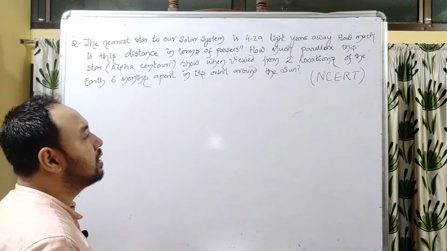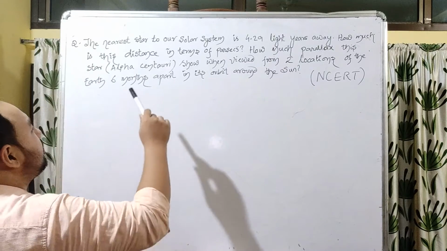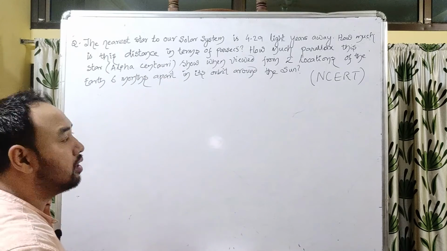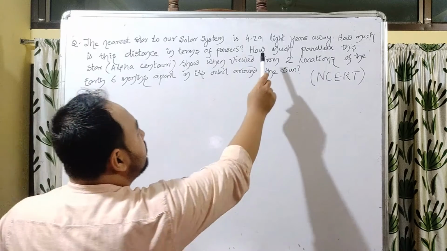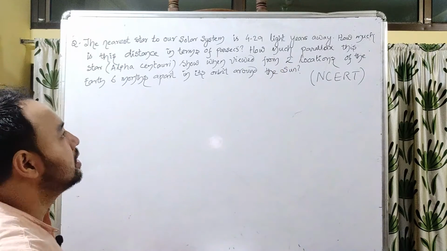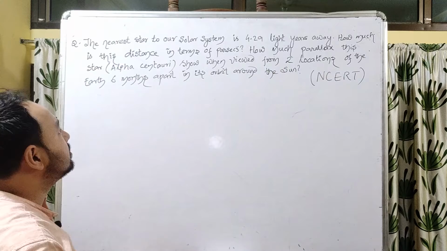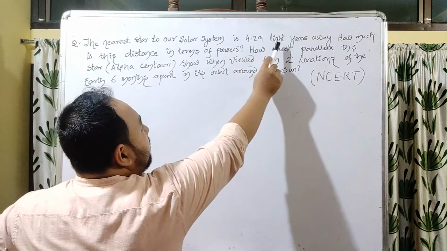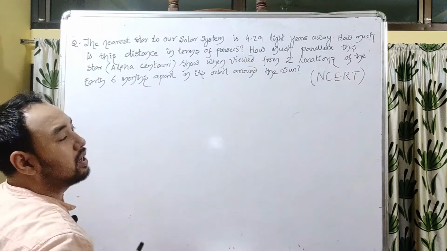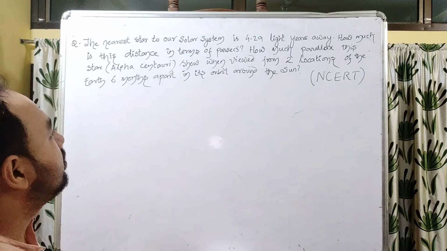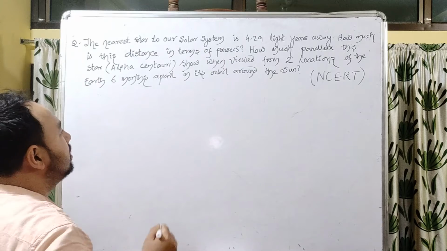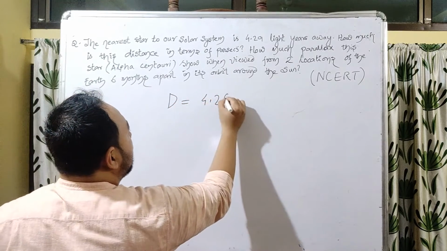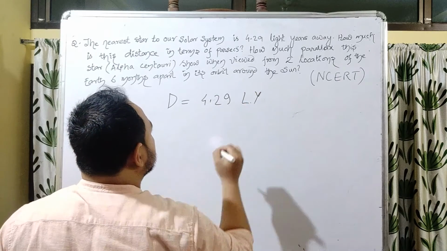This is given in your NCERT book. Here it is given that the nearest star to our solar system, which is the Alpha Centauri, is 4.29 light years away from us. So this question is of two parts. First, we have to convert this light years into parsec, and then we have to calculate the parallax. So here given distance is 4.29 light years.